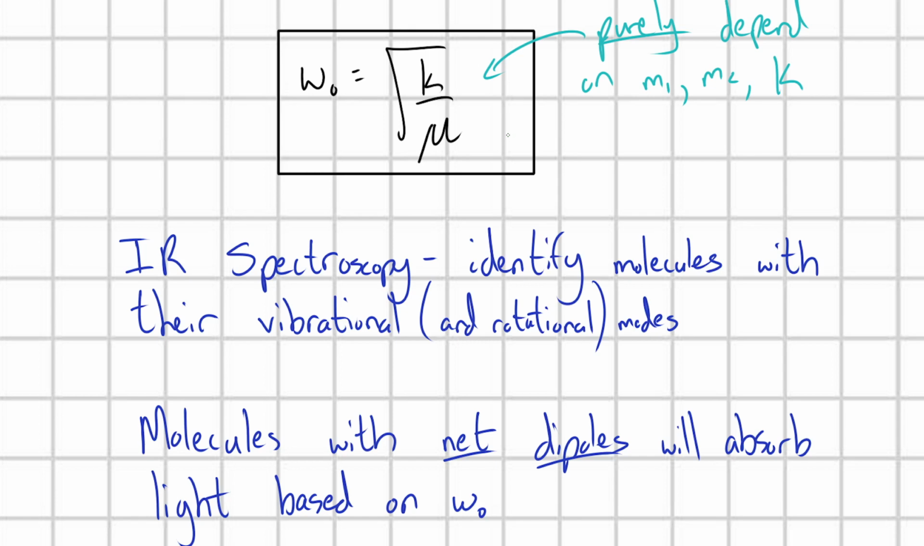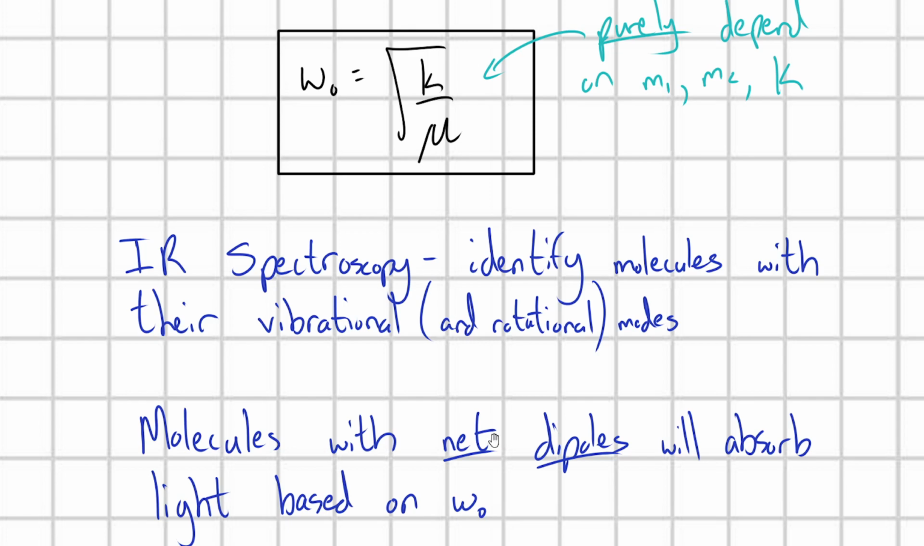And this leads to an analytical technique in chemistry called IR, or infrared spectroscopy, in which we're able to identify molecules with their vibrational, and rotational too, modes. We're not really discussing that very much in this video, but essentially by identifying these modes, you're able to fingerprint molecules or functional groups that you're looking at. So molecules with net dipoles will absorb light based on this omega naught, this kind of fingerprinting frequency that these molecules have.